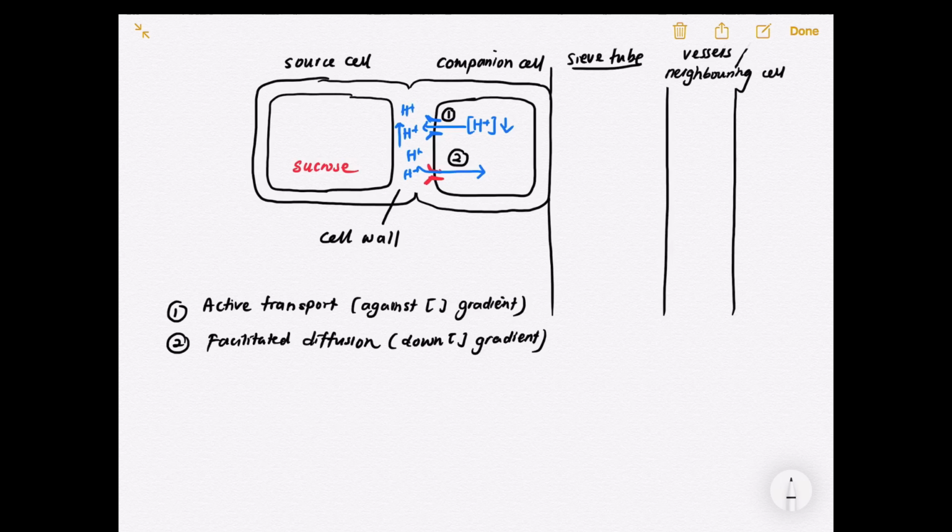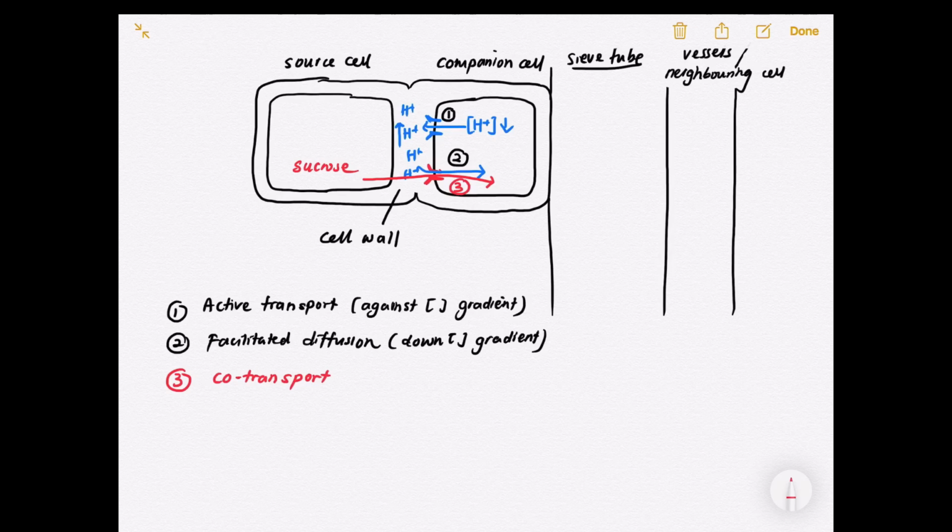Then as the H+ diffuses down the concentration gradient, that's where sucrose is being co-transported. But as sucrose is being co-transported, this is against the concentration gradient. So since it's against the concentration gradient, is it known as an active transport now? No, they are using the same carrier protein. So this is still considered as facilitated diffusion, but we emphasize on the co-transporter.